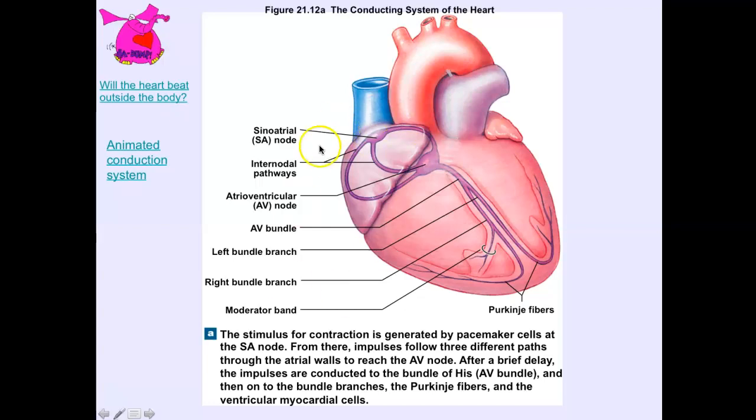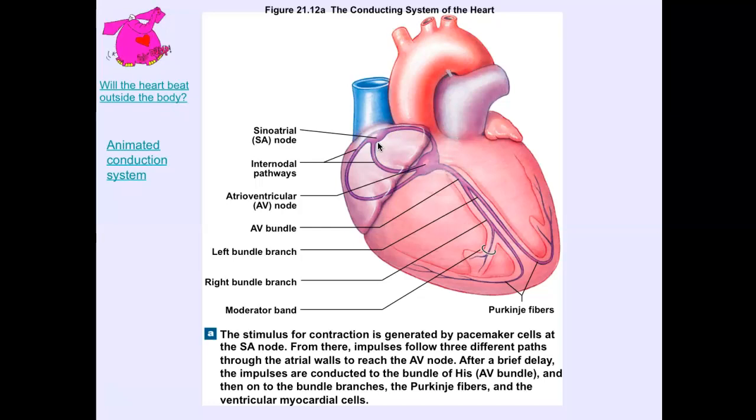So let's look at the very first origin of the heartbeat, which is called the sinoatrial node, or the SA node. And the location of this is the upper right atrium. So this is known as the pacemaker of your heart because it initiates your heartbeat. So it'll create that action potential first.